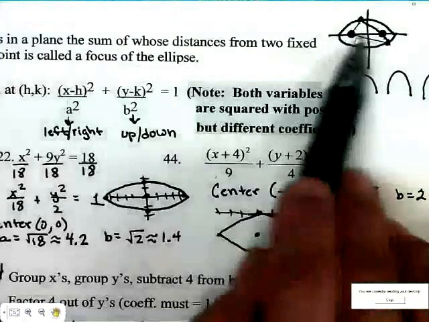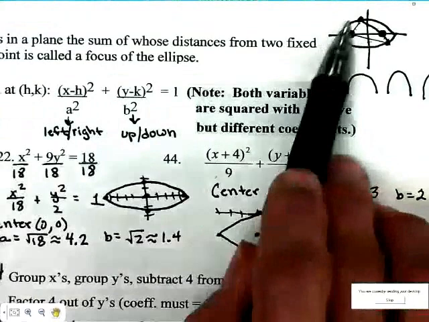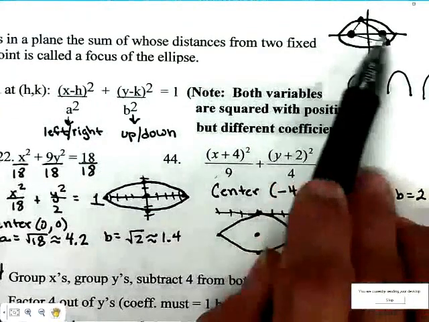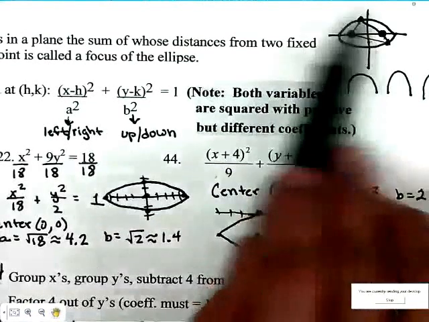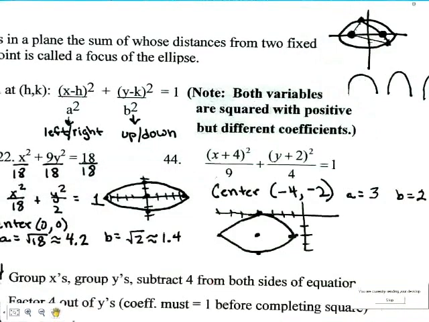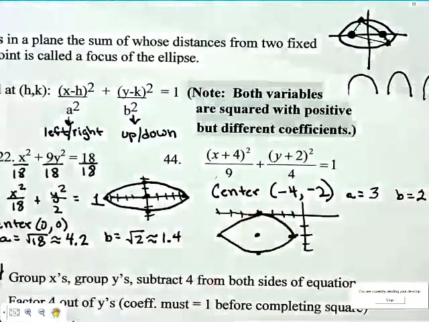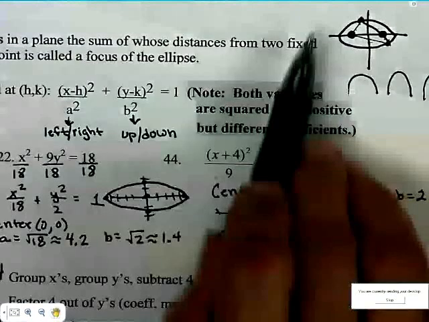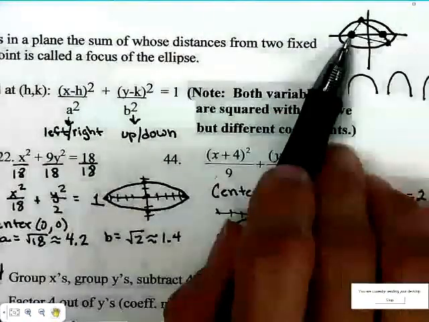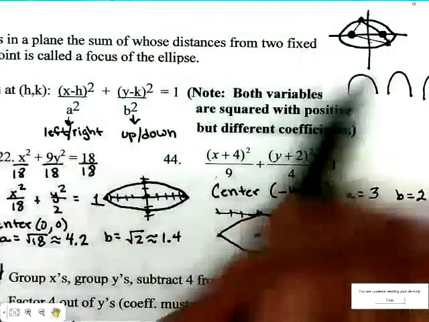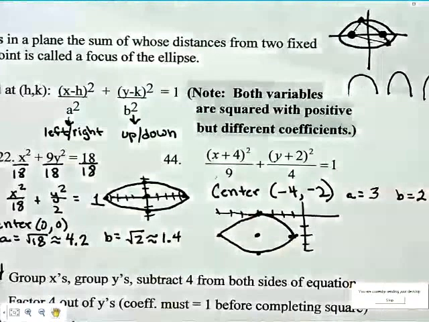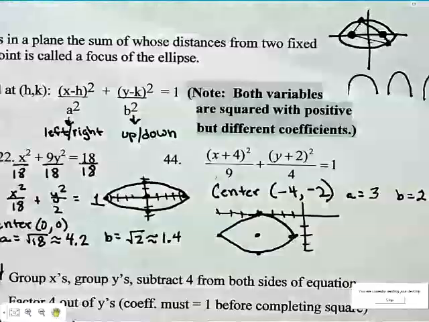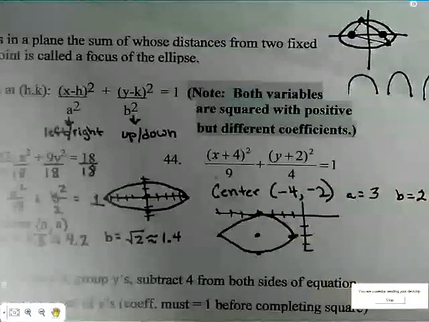In an ellipse, these 2 points inside are the foci, and you can take any point on the ellipse and add the distances to those 2 foci, and you get the same sum for any point on the ellipse. For a hyperbola, the difference of those 2 distances is the same for any point on the hyperbola. I mentioned that hyperbolas look like a pair of parabolas, but they're not.